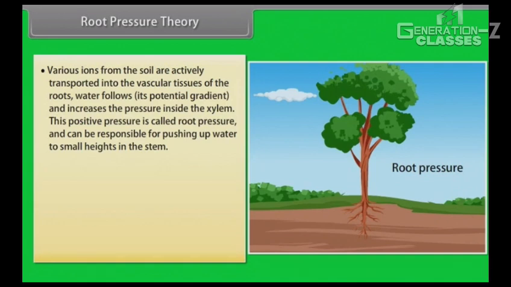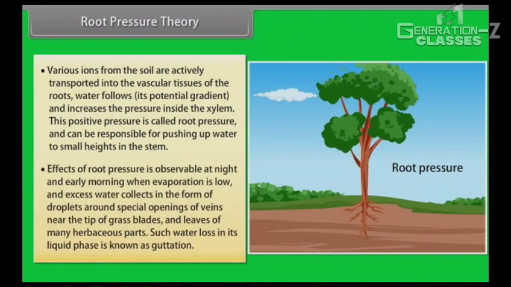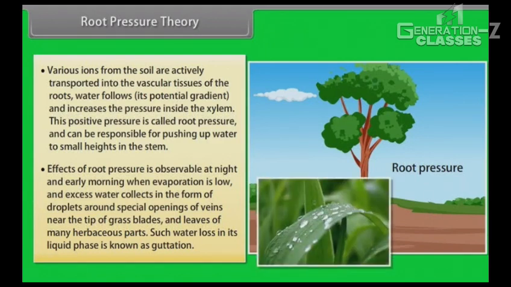Effects of root pressure are observable at night and early morning when evaporation is low and excess water collects in the form of droplets around special openings of veins near the tip of grass blades and leaves of many herbaceous parts. Such water loss in its liquid phase is known as guttation.